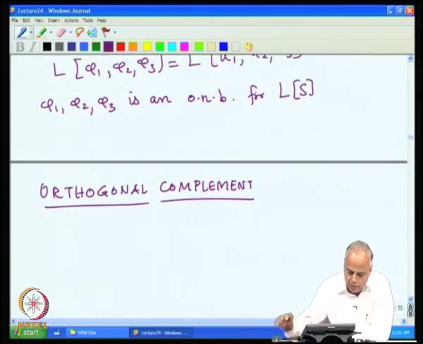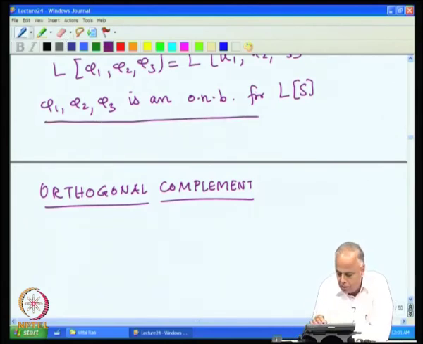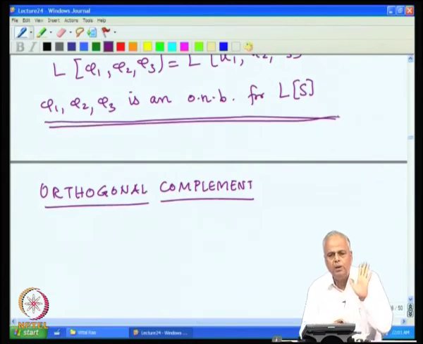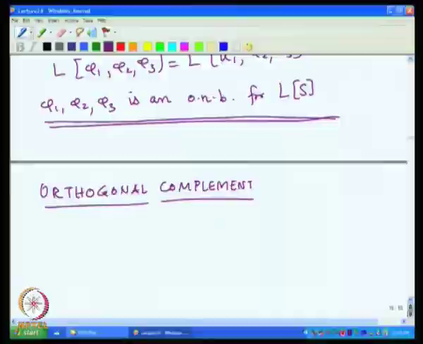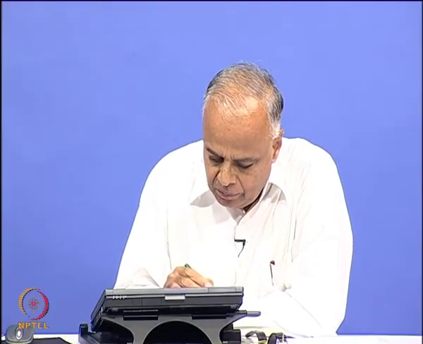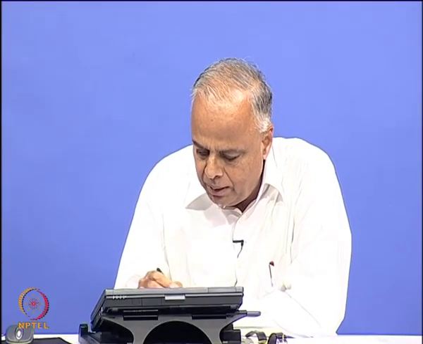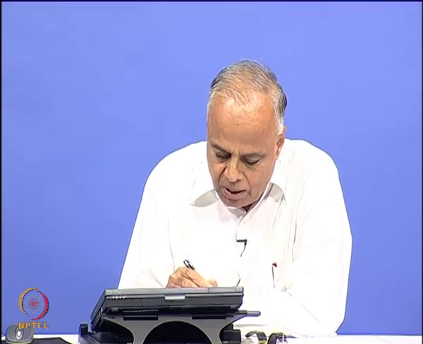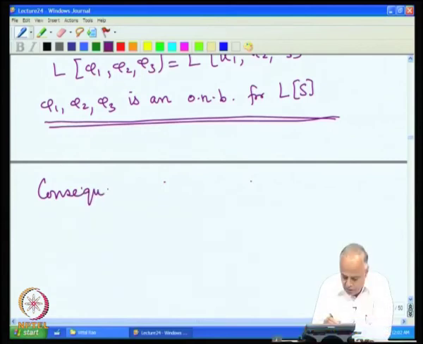Before that, let us make one small comment. What does this mean to us? This means to us that whenever you have a linearly independent set, you can always convert that into an orthonormal set producing the same space. So, what is the consequence of this? Let us immediately look at a consequence of this.